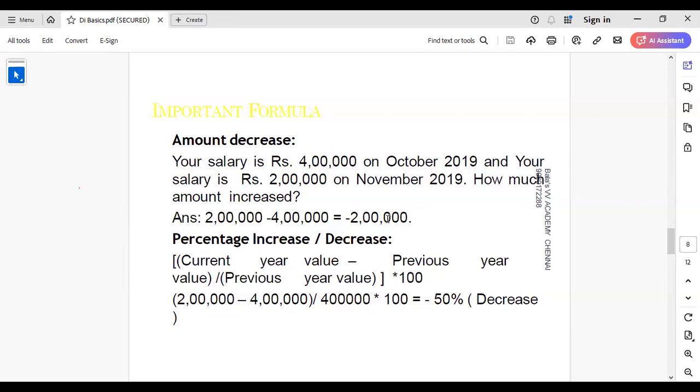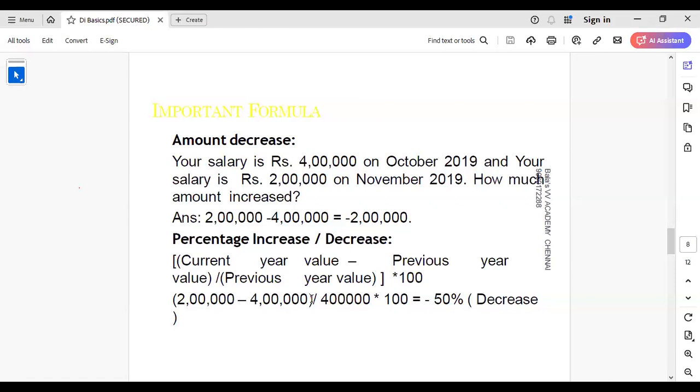So it is actually decreasing, correct? From 4 lakhs to 2 lakhs, it is decreasing. So minus 2 lakhs, right? Then somebody asks you, what is the percentage increase or decrease in the salary? So the formula, you can write it down: current year value minus previous year value, divided by previous year value, into 100.